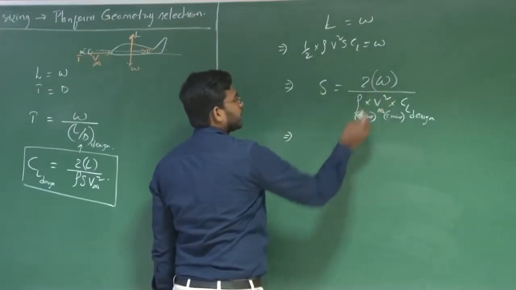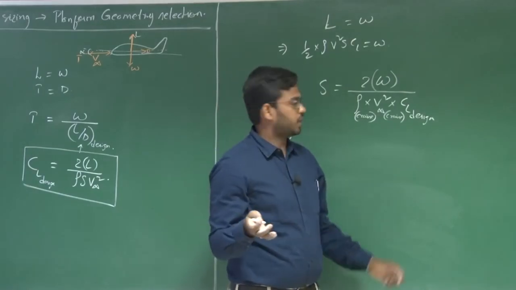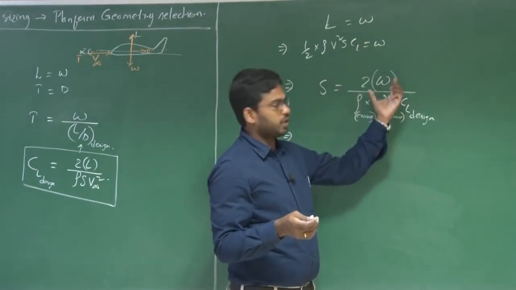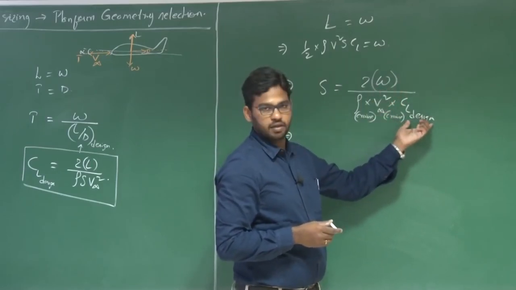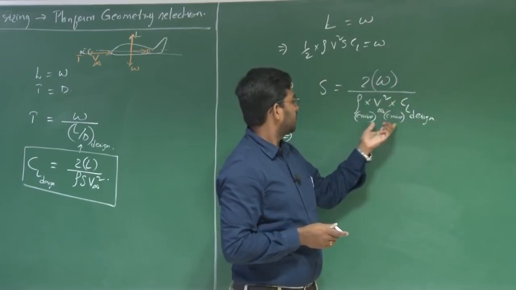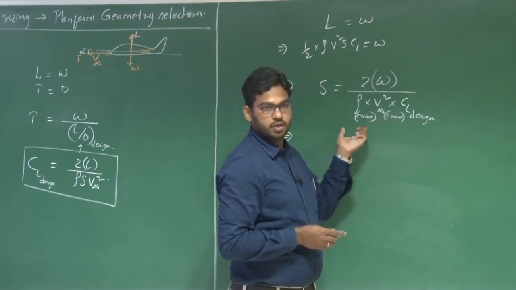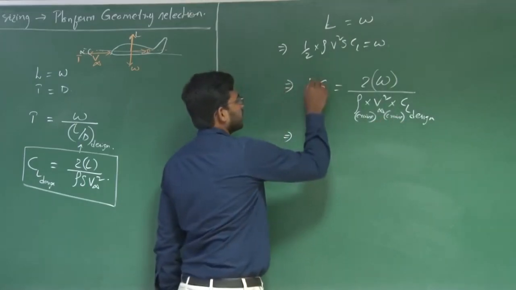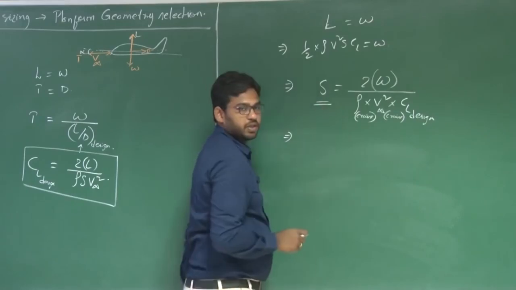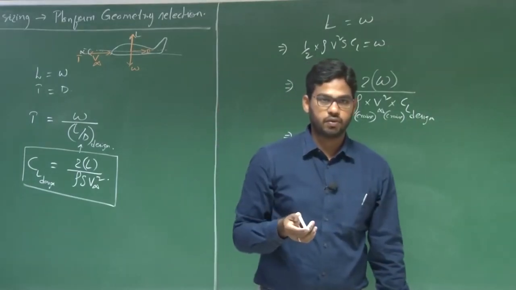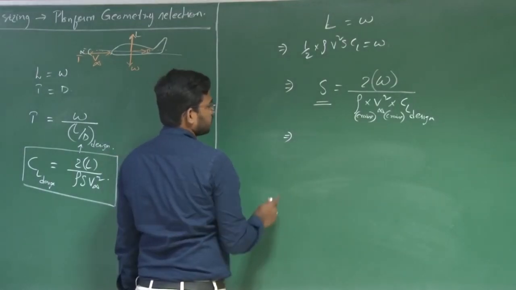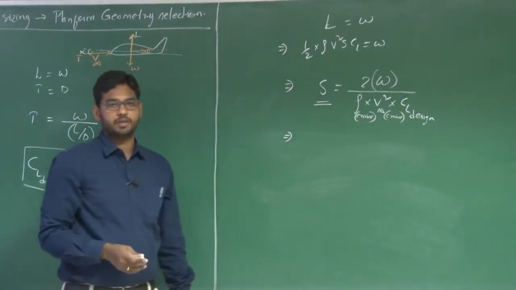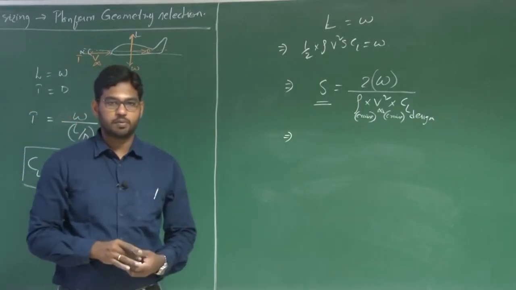So for a given weight, where you can estimate the weight of the system by just assuming the L by D, the weight breakup is already done. You know the design CL for the corresponding L by D, and you know the cruise velocity and the altitude from the mission requirements. You will be able to estimate the initial estimate of the planform area that is required. So once you have this planform area, how to get the planform geometric parameters? What are the planform geometric parameters?